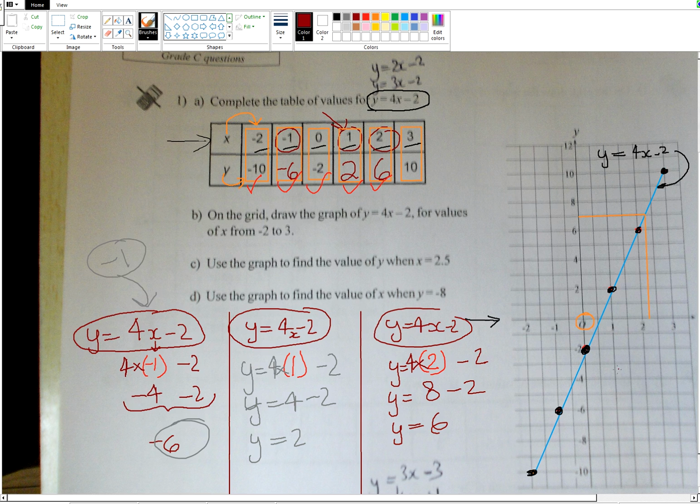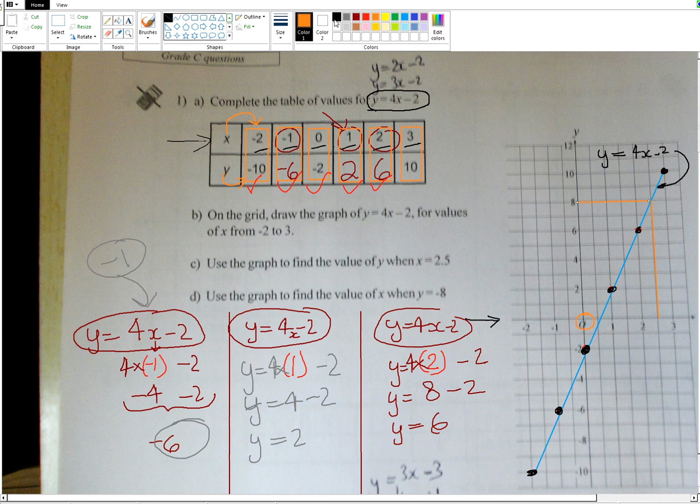So 2.5, okay, hang on a second. I think I haven't done 2.5, I've done 2.25. Okay, right, let's try that once again. Apologies for that, folks. Let's try once more. 2.5 is actually here. Straight up to there, and touch the graph. Now we need to go across. Lovely.